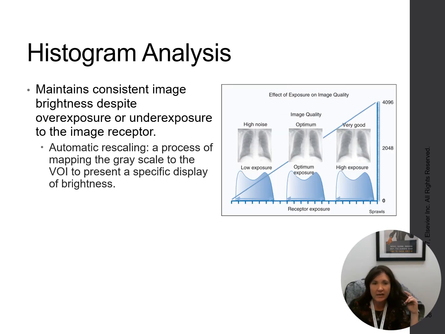Okay, histogram analysis maintains consistent image brightness despite over or under exposure. So using histogram analysis or using a lookup table, it says, hey, I've got that optimum lookup table histogram right here. You are a little bit underexposed. You kind of look like this. I'm going to shift you so you meet my lookup table, and I can kind of correct for some of that.